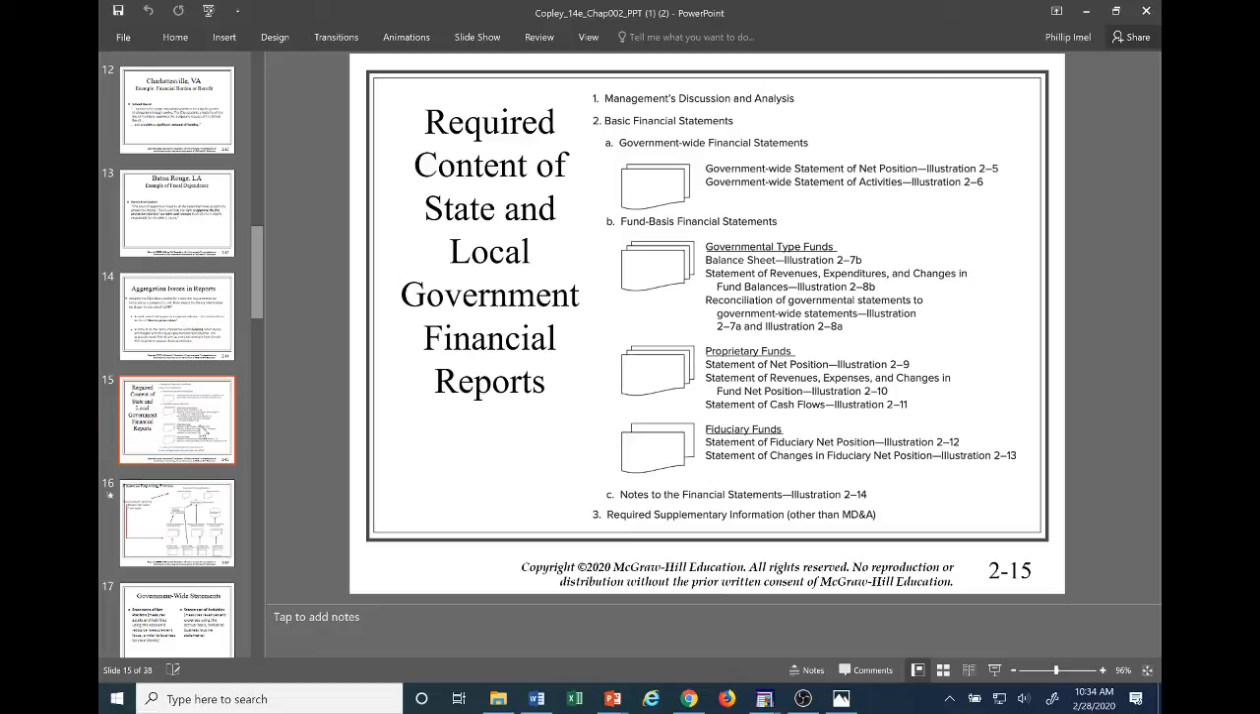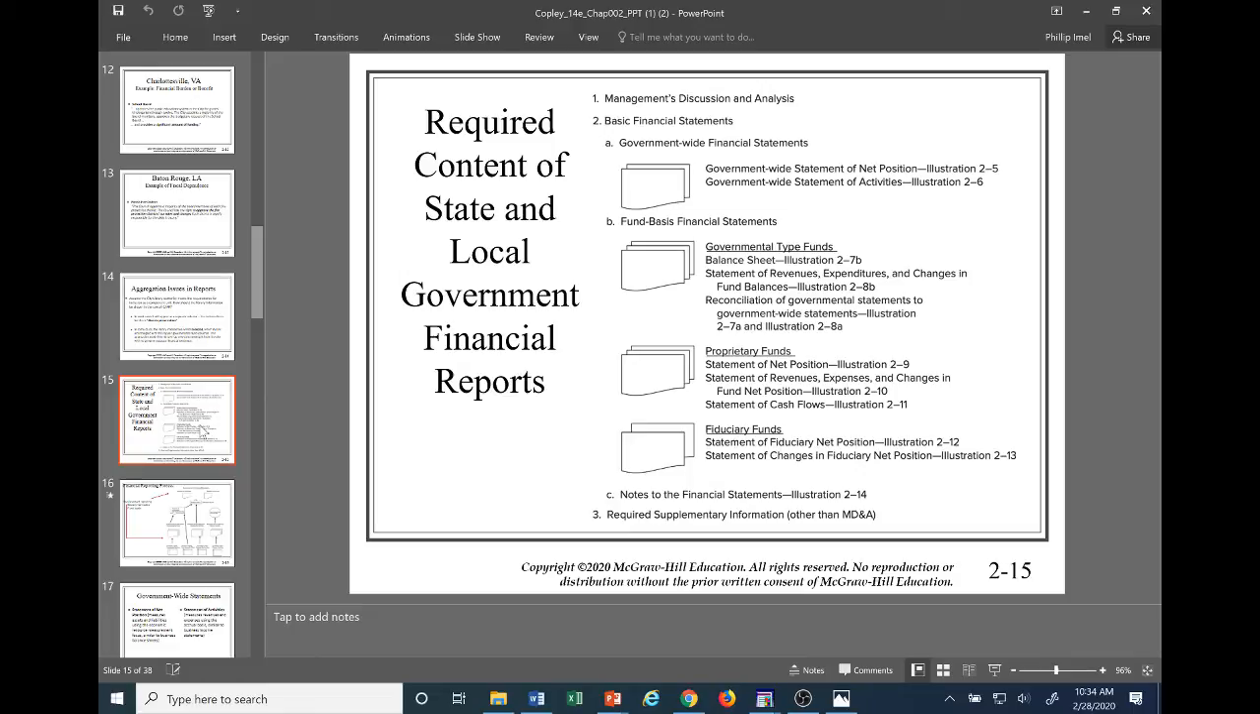The two proprietary funds, we've established what they are. What financial statements? I'll give you a hint. There are 3 for these. What are they? So it's net position. Yep. Revenues, expenses, and changes in net position. Yep. And then cash flows. Right. Awesome. And then fiduciary funds.